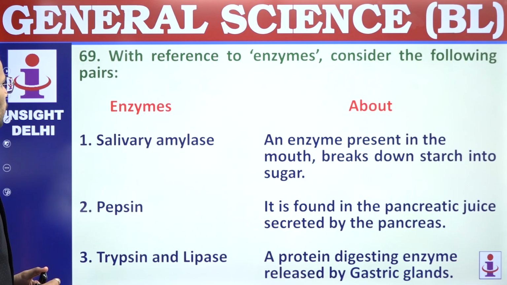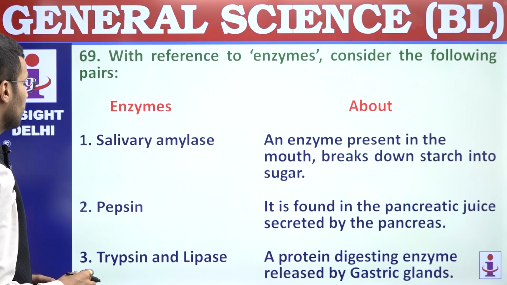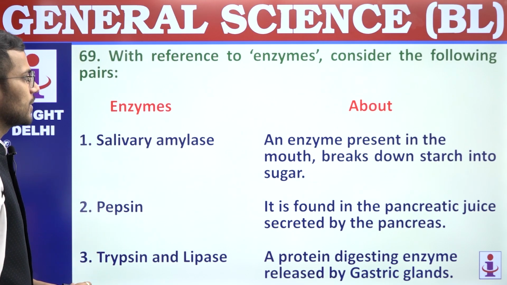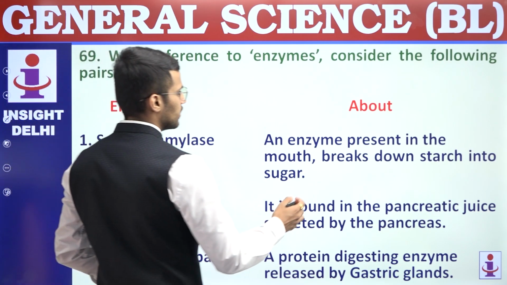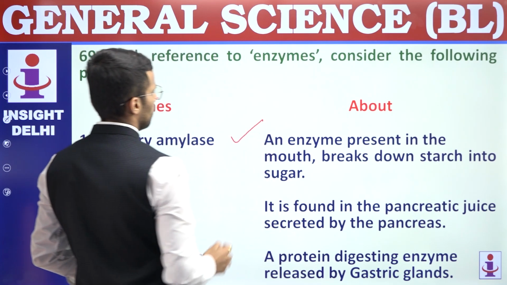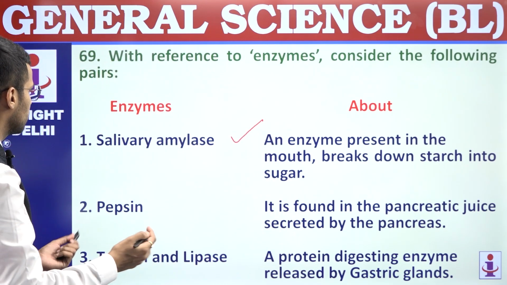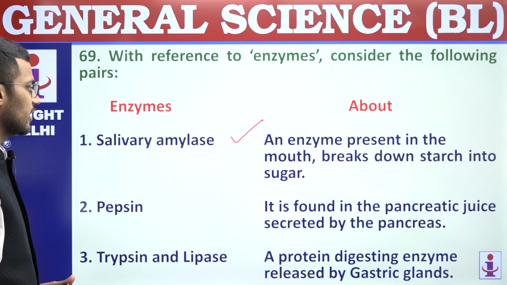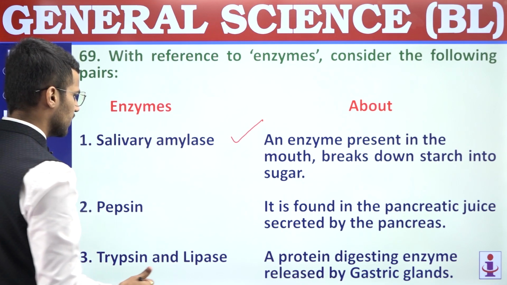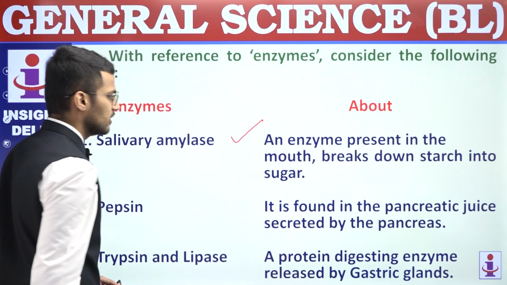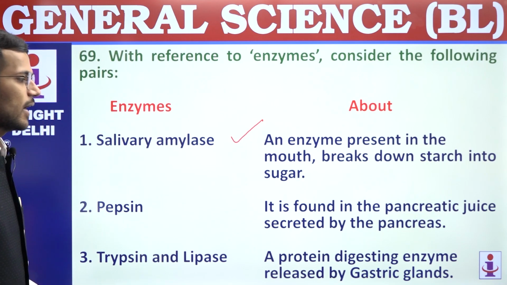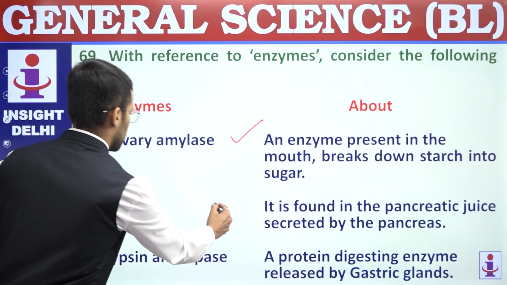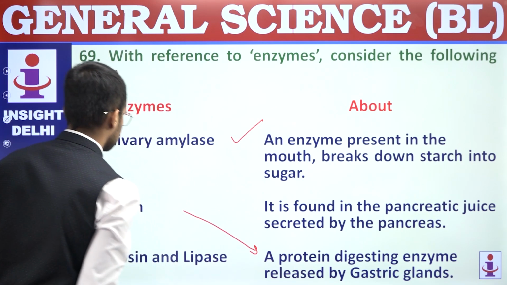69. With reference to enzymes, consider the following pairs. First, salivary amylase. Salivary amylase is an enzyme present in the mouth which breaks down starch into sugar, right? So this is a correct statement or correct pair. Pepsin, it is found in the pancreatic juice secreted by the pancreas. It is incorrect because it is the protein digesting enzyme released by gastric glands. So this pair should be like this.